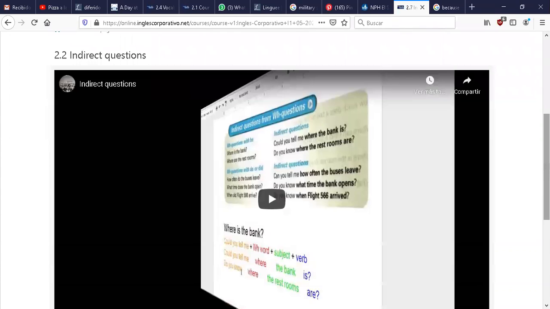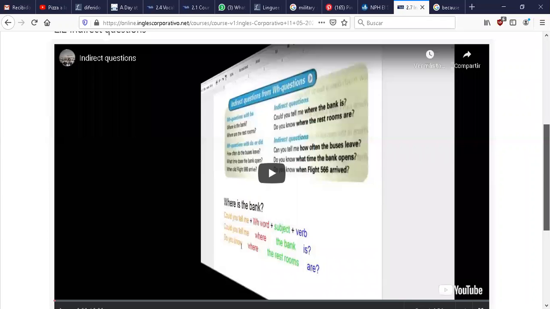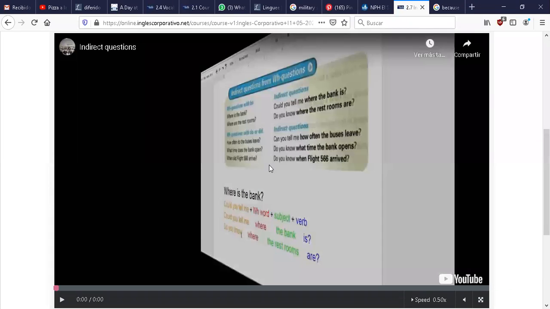Let's go ahead and pay attention to this. The structure is not difficult, but it has a little bit of a trick. Tiene un poquito de truco. Mute your microphones. And if you have any question, write it down. Si tienen alguna pregunta, escríbanla. Okay? Let's work on this. Mute your mics, please.